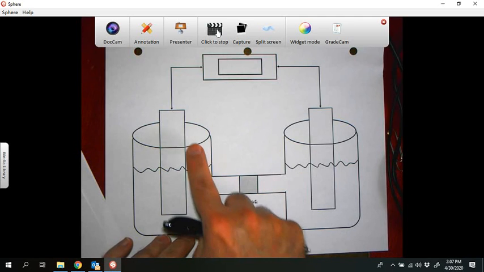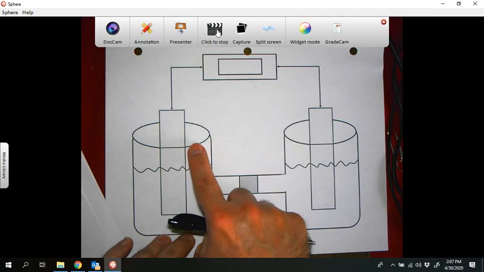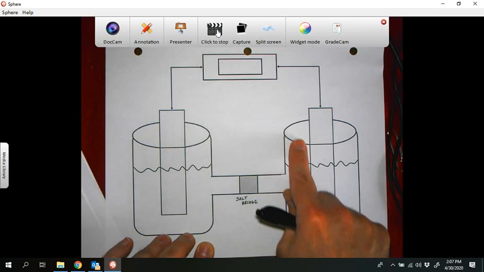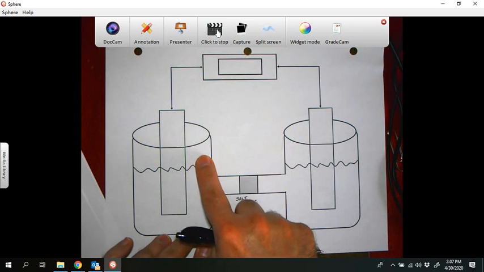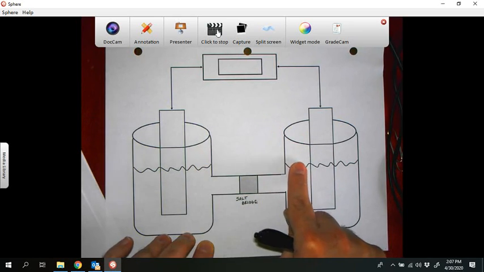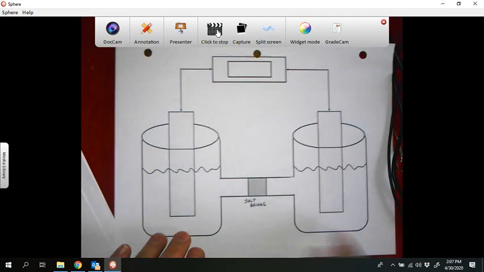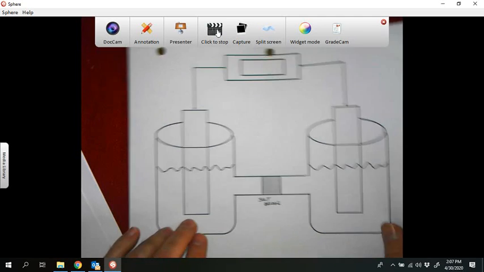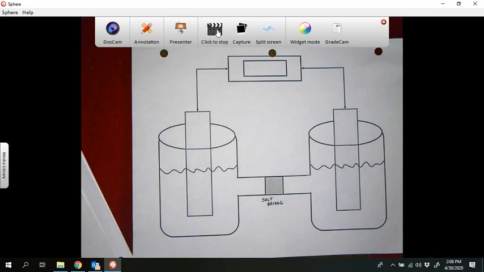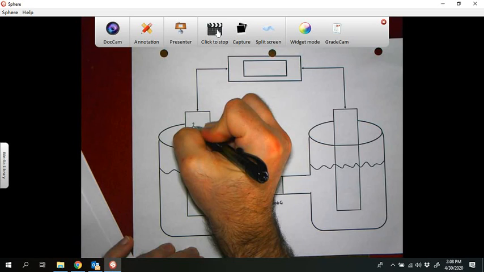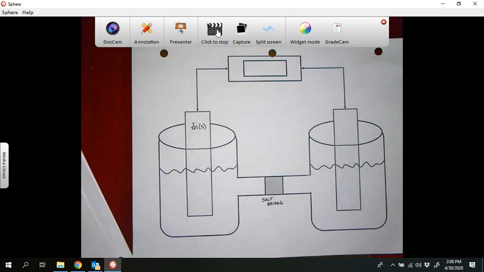Sometimes we can just have two separate beakers with a strip of paper that's been dipped into an ionic solution that is touching both liquids inside of here. So we're going to label this side first, and it really doesn't matter what side is what as long as we label it accordingly. So we're going to have an electrode of zinc.